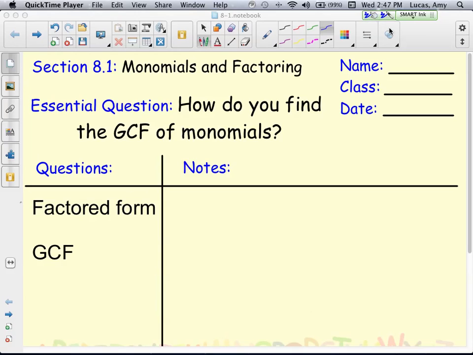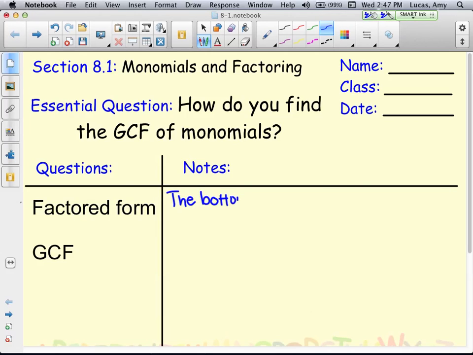Factored form for a number, or for a monomial in this case, is what you find at the bottom of a factor tree. So hopefully from a previous class, you remember how to make a factor tree. If not, I'll show you an example.